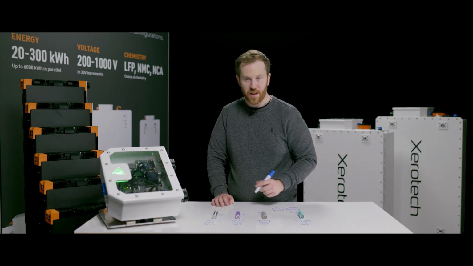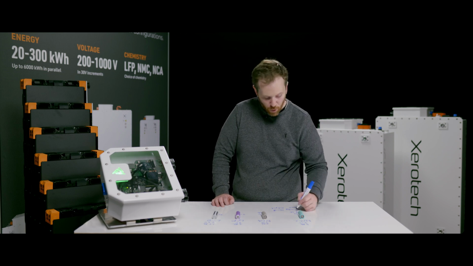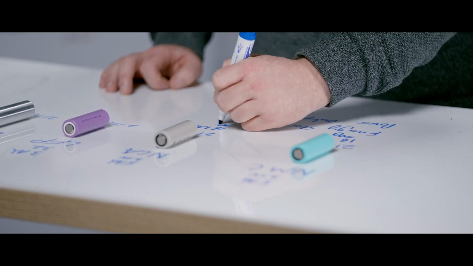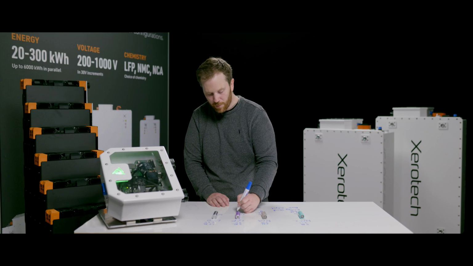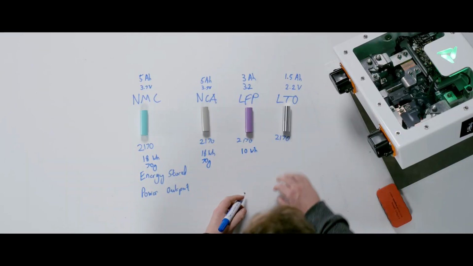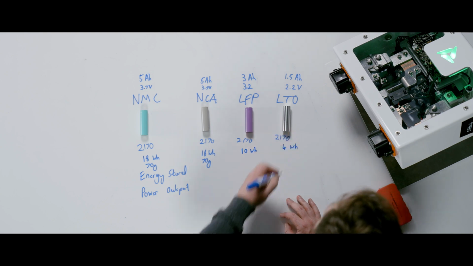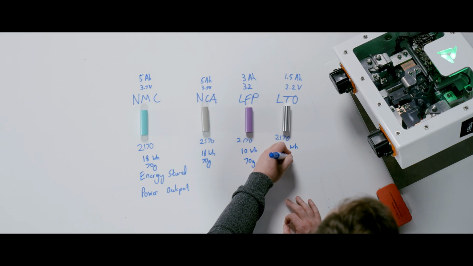in both NMC and NCA, and they both weigh the same amount. They both weigh around 70 grams. The LFP cell will have less. An LFP cell will have about 10 watt hours, and the LTO will vary, but it'll have probably around 4 watt hours. And again, weighing around the same amount.